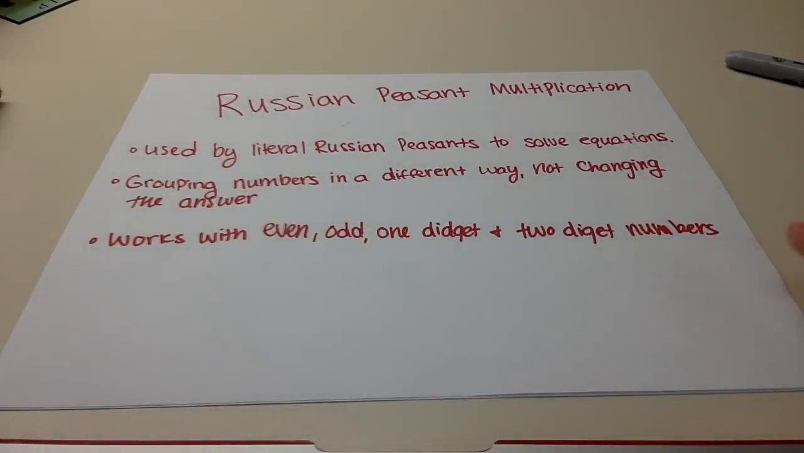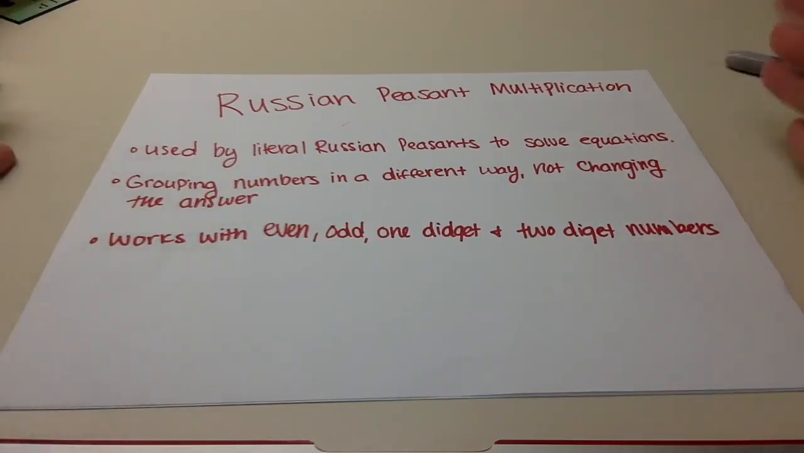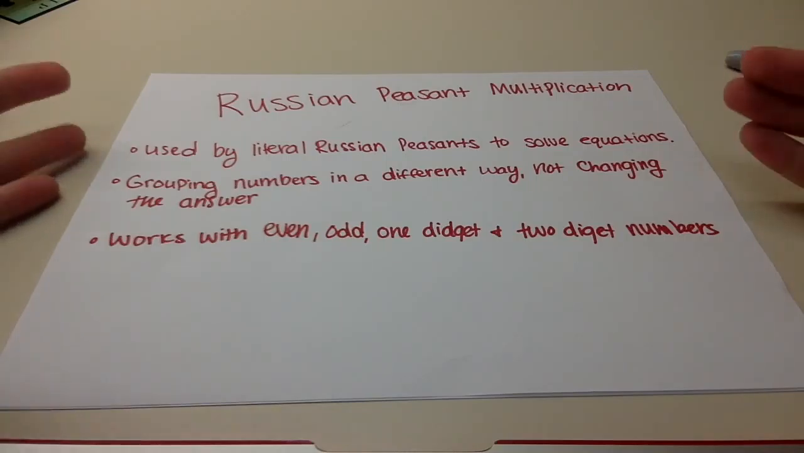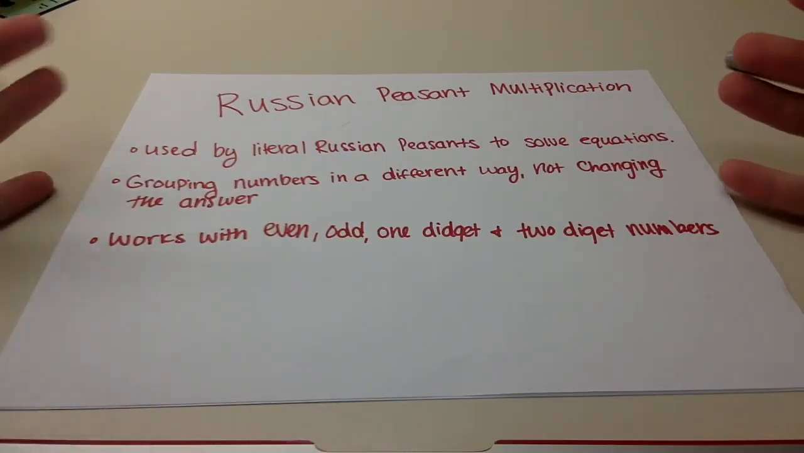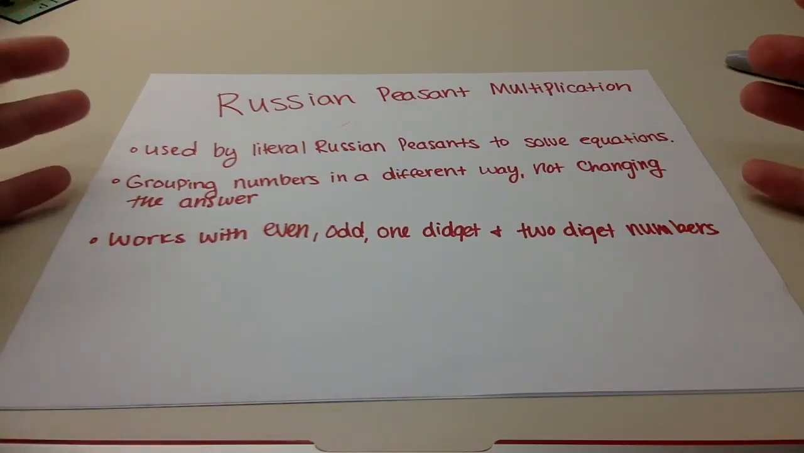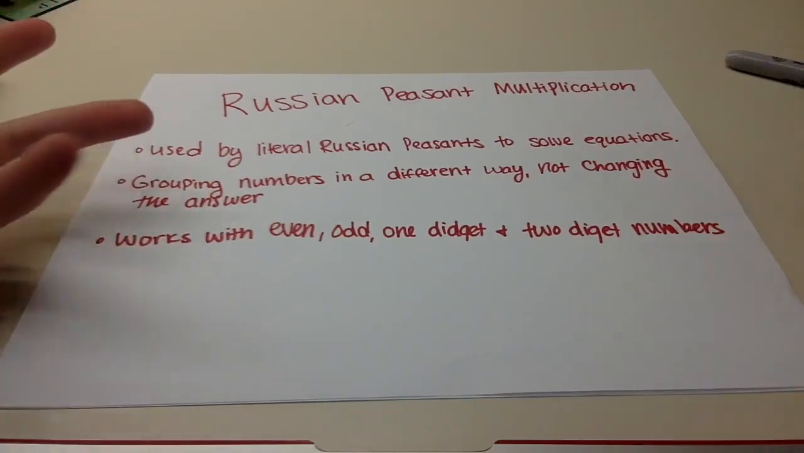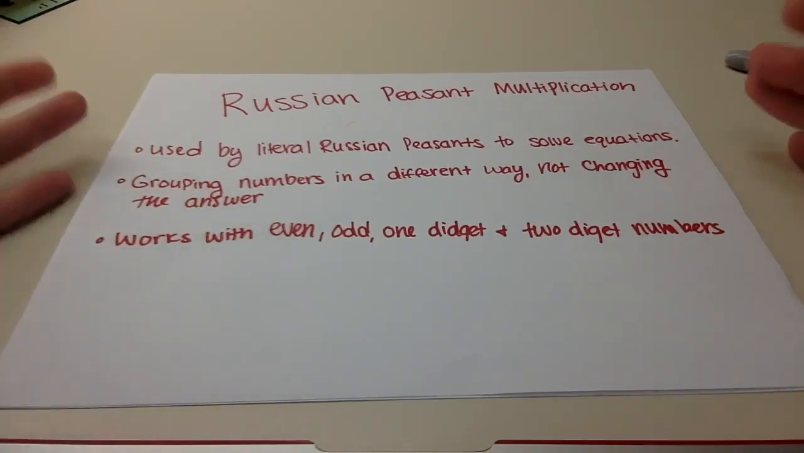Okay, so I am going to be doing my scholarship and creativity day project on the Russian peasant multiplication. What I found out so far, just from the research that I've done, is that it was actually used by literal Russian peasants to solve equations. The article that I read told me that they would use pebbles in bowls to figure out their equations to these problems. And so the numbers that they used couldn't have been all that large because they had to have the right amount of pebbles.